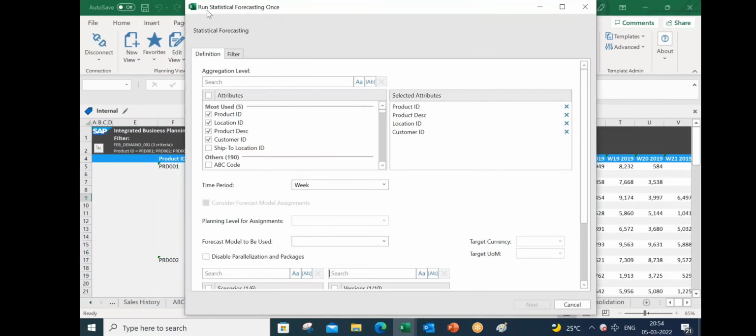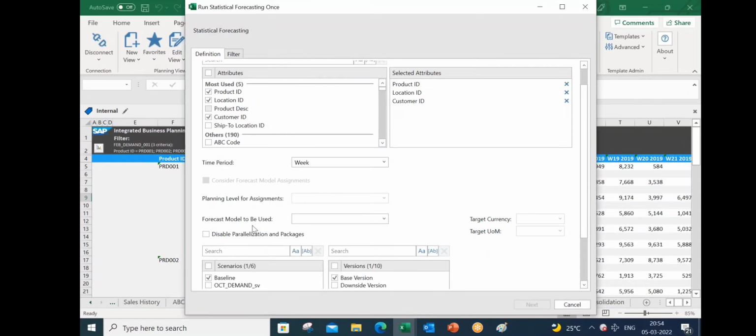So I have clicked run, and this has come. I want to run statistical forecasting at product, location and customer level. It doesn't make sense to include product description, so I will run at this level. I want to run in week. It is asking me the forecast model to be used. I'll use Test demo 001, which we have created. Then I have to give my target as HS.